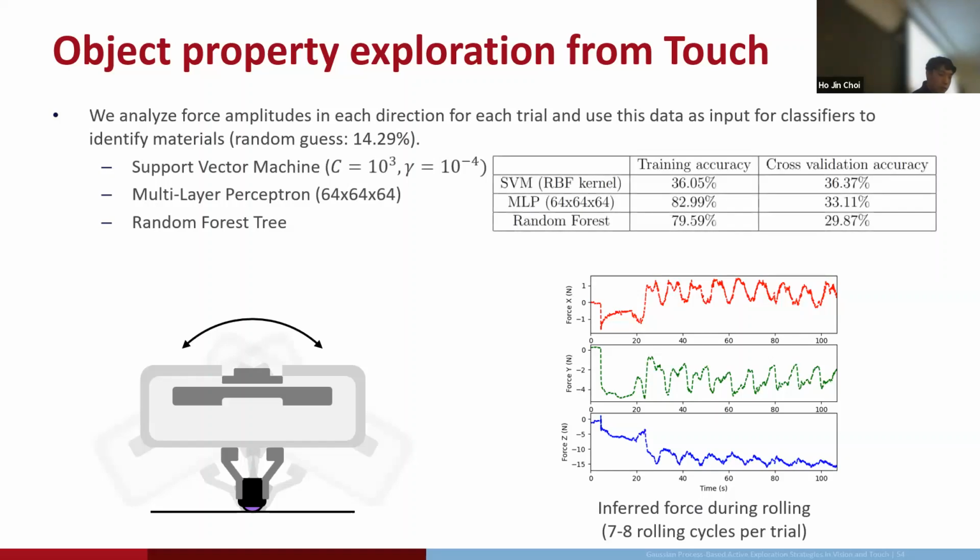The result was better than a random guess, but it was not that high in the cross-validation. But we believe that rather than just using a feature with 3 dimensions, if we can use the full image feature or a higher dimensional feature, we can distinguish the materials better.